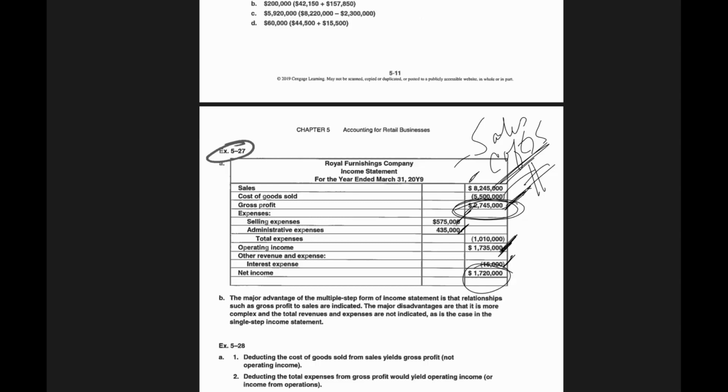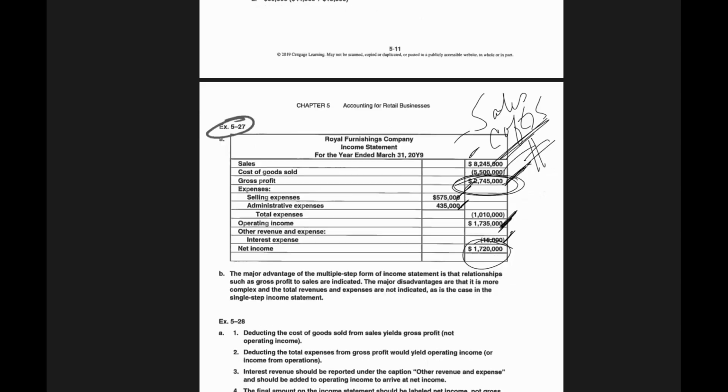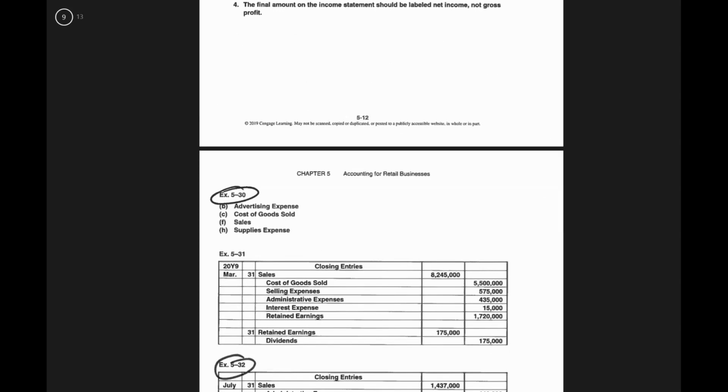All right, the next one that we've got here is number 30, and it's on page 281. It says, from the following list, identify the accounts that should be closed at the end of the fiscal year for a perpetual. Accounts payable, it's a balance sheet. Of course not. Letter B, advertising expense. That's an expense, yes. Letter C, cost of goods sold. That's an expense, yes. Letter D, that's a balance sheet item. Office equipment, no. Letter E, inventory.